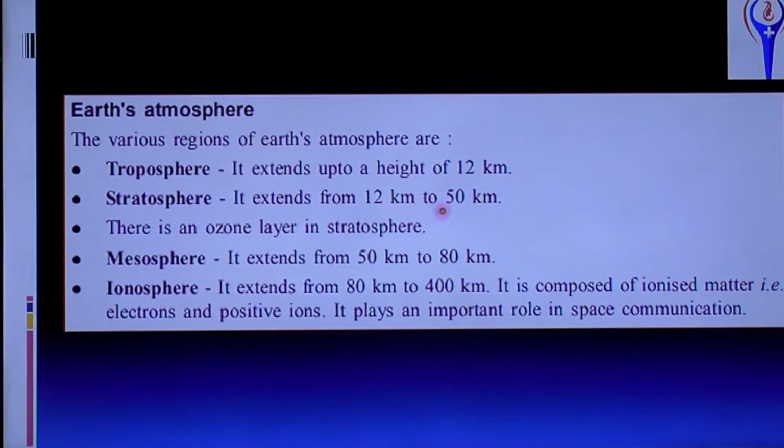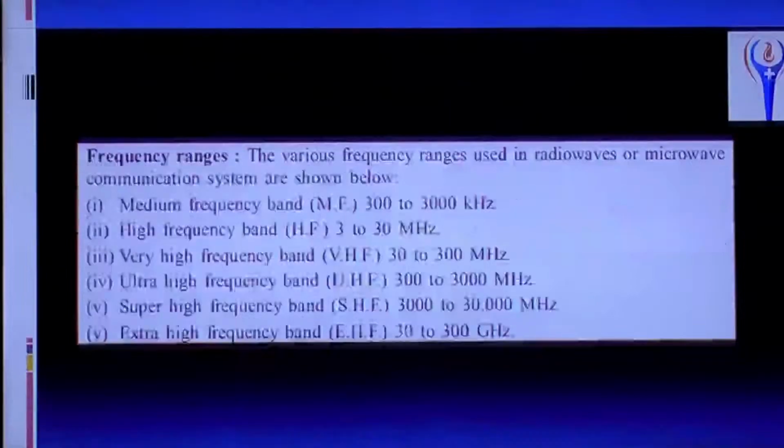Stratosphere, 12 to 50 kilometer. Ozone layer is present in the stratosphere. Mesosphere, 50 kilometer to 80 kilometer. Ionosphere, 80 kilometer to 400 kilometer. Here the atmosphere is in the form of ionized matter.